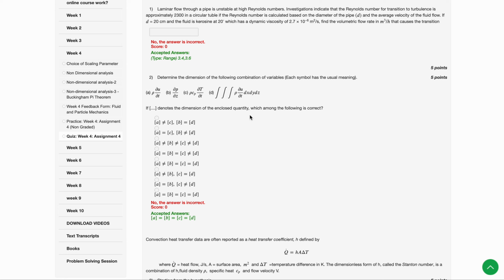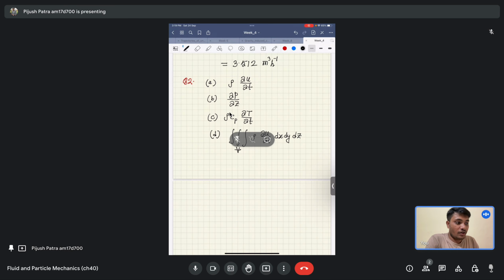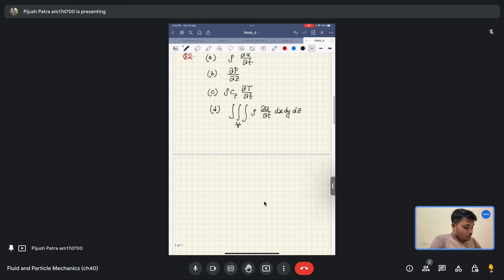Fantastic. So we need to calculate the dimensions of each of these quantities, and then we'll look for the options. So you have to calculate the dimensions of each of these quantities, and then look at the options. Now let me write down the dimensions of each of these quantities.